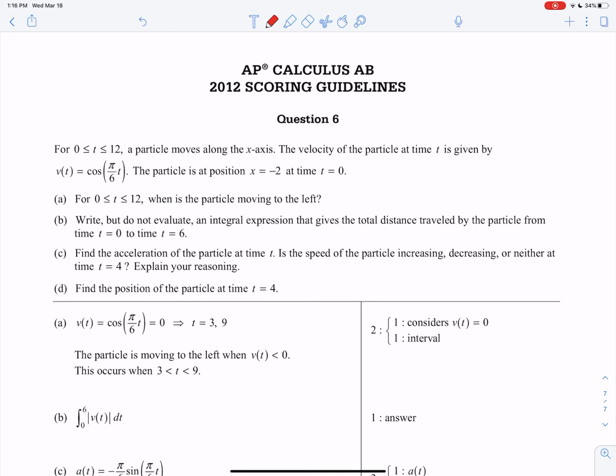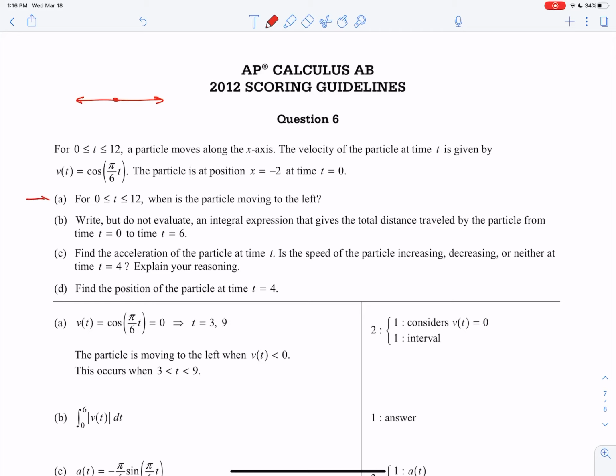Okay, 2012 question 6. Basically, this is a particle motion problem. It talks about a particle that's moving along the x-axis. So this particle can move either left or right. Just keep that in mind, okay?